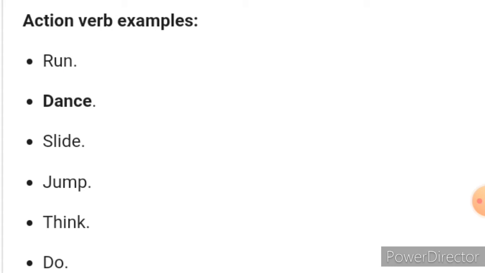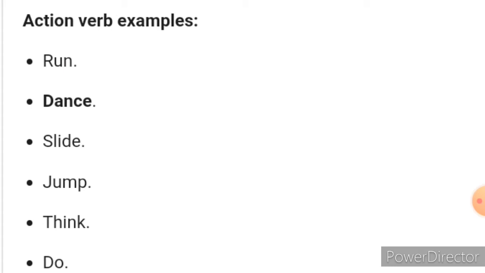A verb talks about an action. It denotes a state of being or shows position or belonging. This is known as a verb, and it consists of an action, state of being or belonging.